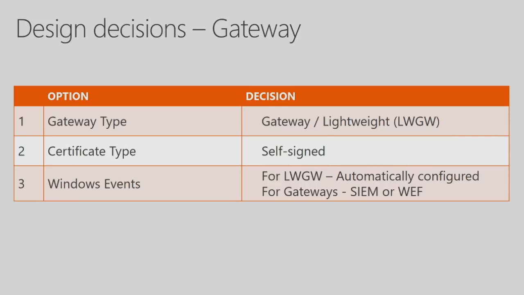The last thing that we'll need to make sure is that the events, which are another important data source, get to the gateway. If we're using lightweight gateways, all the events will be collected automatically by the lightweight gateway. But if we're using standalone gateways, you'll have to make sure to forward the relevant events to that gateway, either through syslog forwarding from your SIEM solution or through Windows event forwarding that will be set up just for ATA.